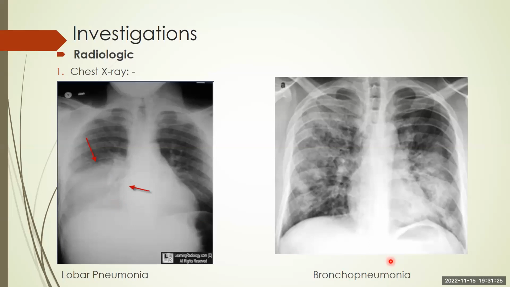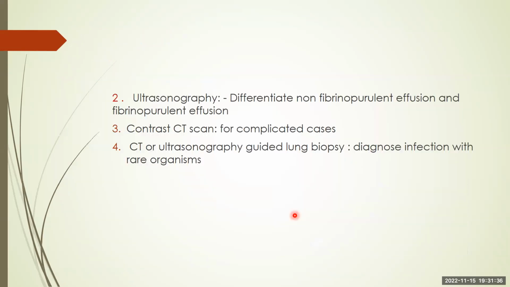And for the bronchopneumonia, there are scattered opacities. As you can see, these are scattered opacities in both the lungs. Then we can also do ultrasonography. This differentiates non-fibrinopurulent effusion and fibrinopurulent effusion. Contrast CT scan can also be done for complicated cases. And lastly, CT or ultrasonography-guided lung biopsy to diagnose infection with rare organisms.